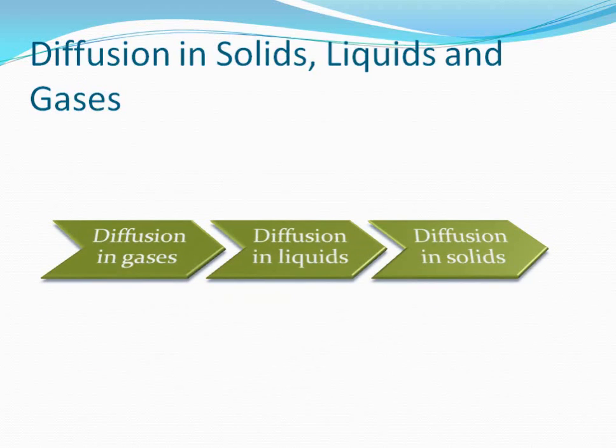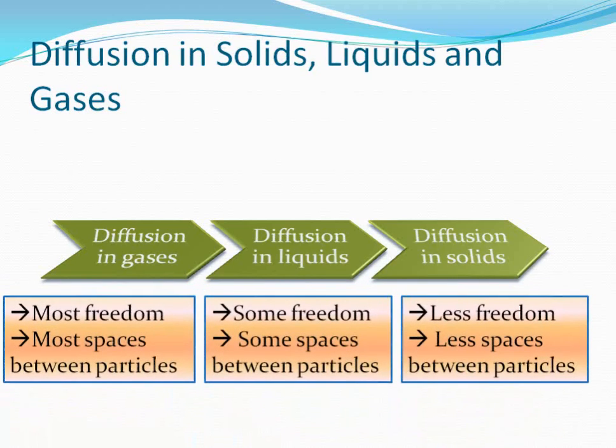Clearly, diffusion is faster in gases compared to liquids. Diffusion in liquids is much faster compared to diffusion in solids. This is obvious, isn't it? You see, the particles in gases have a lot of freedom. There's a lot of space between the particles in gases. Therefore, the particles can easily diffuse from their region of higher concentration to their region of lower concentration. In liquids, there is some freedom of movement and there is some space between the particles. So diffusion does occur. But particles don't diffuse so easily from their region of higher concentration to their region of lower concentration, because there is some restriction also in liquids.